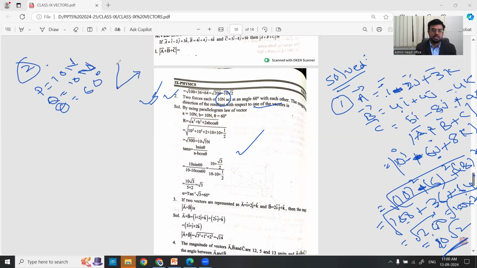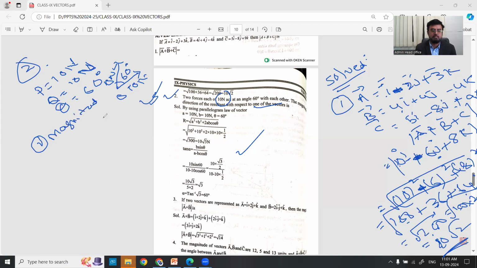Suppose these two vectors are two sides of the parallelogram, which we can write as 10 Newton here and 10 Newton here, and the angle is 60 degrees. Then what is asked to find out? Find the magnitude and direction. For the magnitude of the resultant you can find. So number one is magnitude.